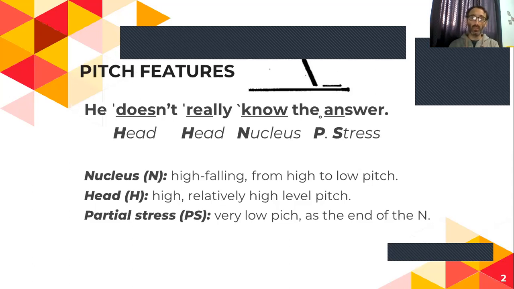So let's have a look at the same utterance pronounced with the high drop. He doesn't really know the answer. And now with the low drop, he doesn't really know the answer. So as you can see, the difference between the high drop and the low drop, that is high falling intonation and low falling intonation, is very perceptible.